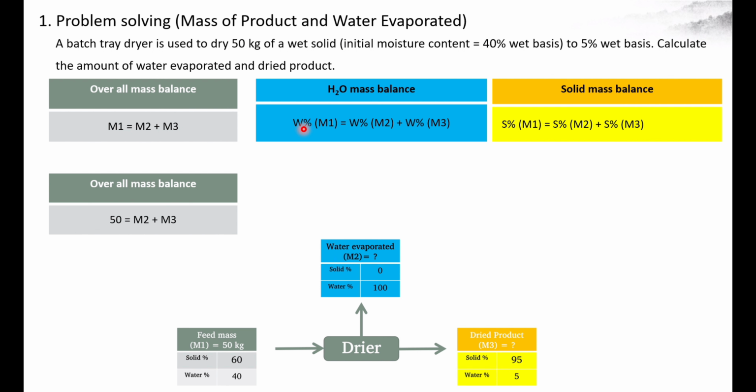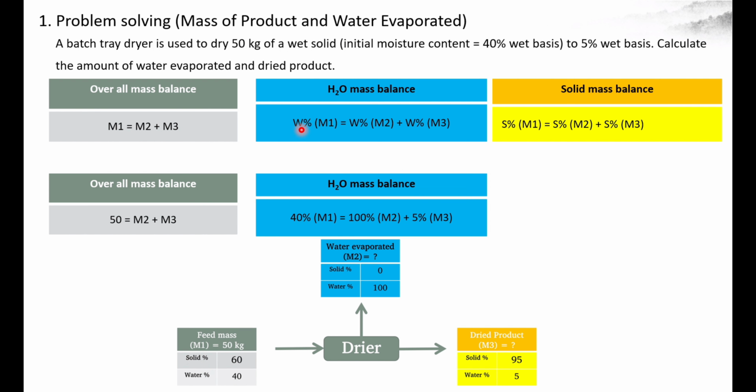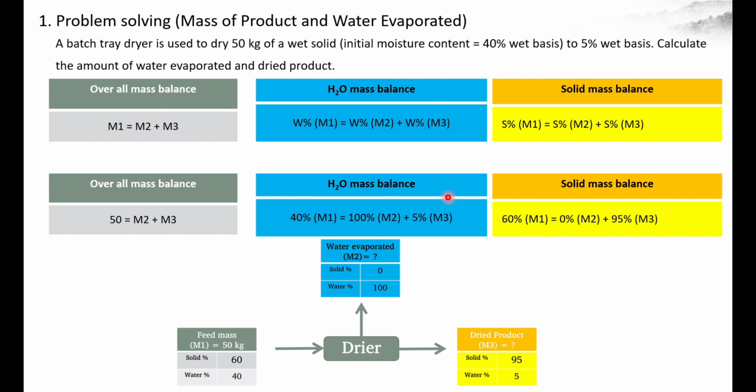Now in this equation, what is the percentage of water in the M1 stream? This is the M1 stream. The water percentage in the M1 stream is 40%. So I am just replacing the water percentage by the respective water percentage for each stream. M1 stream is 40%, M2 stream is 100% water, M3 stream is 5% water. So we replace. Now we'll move on to the solid balance equation.